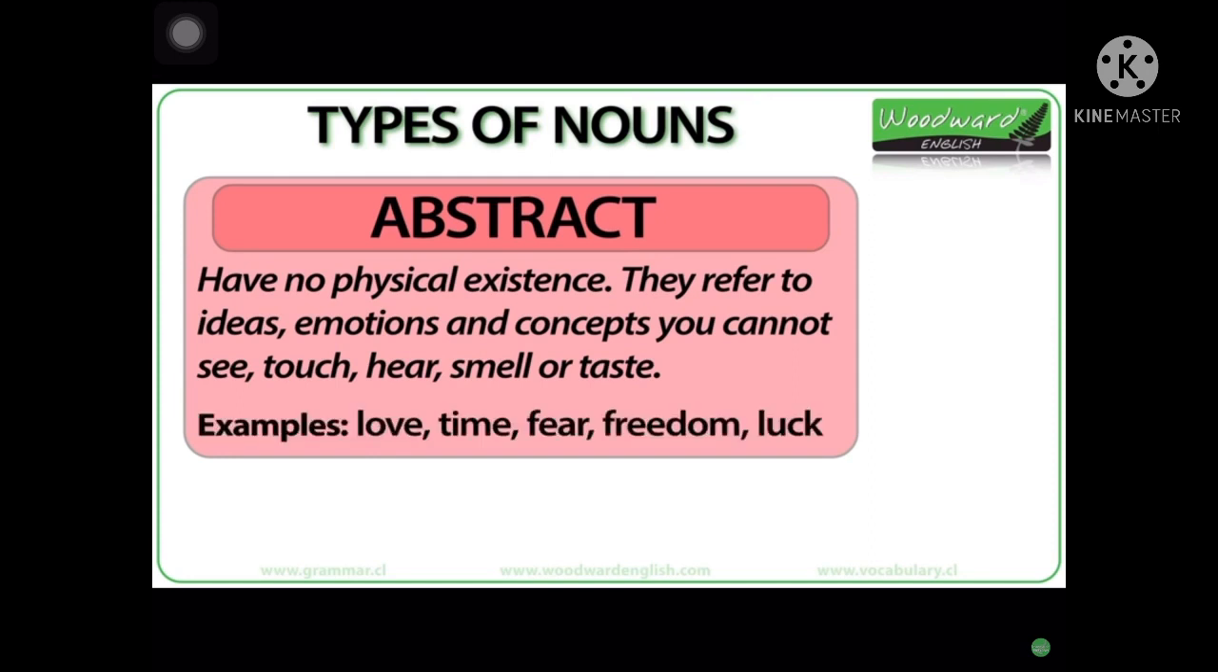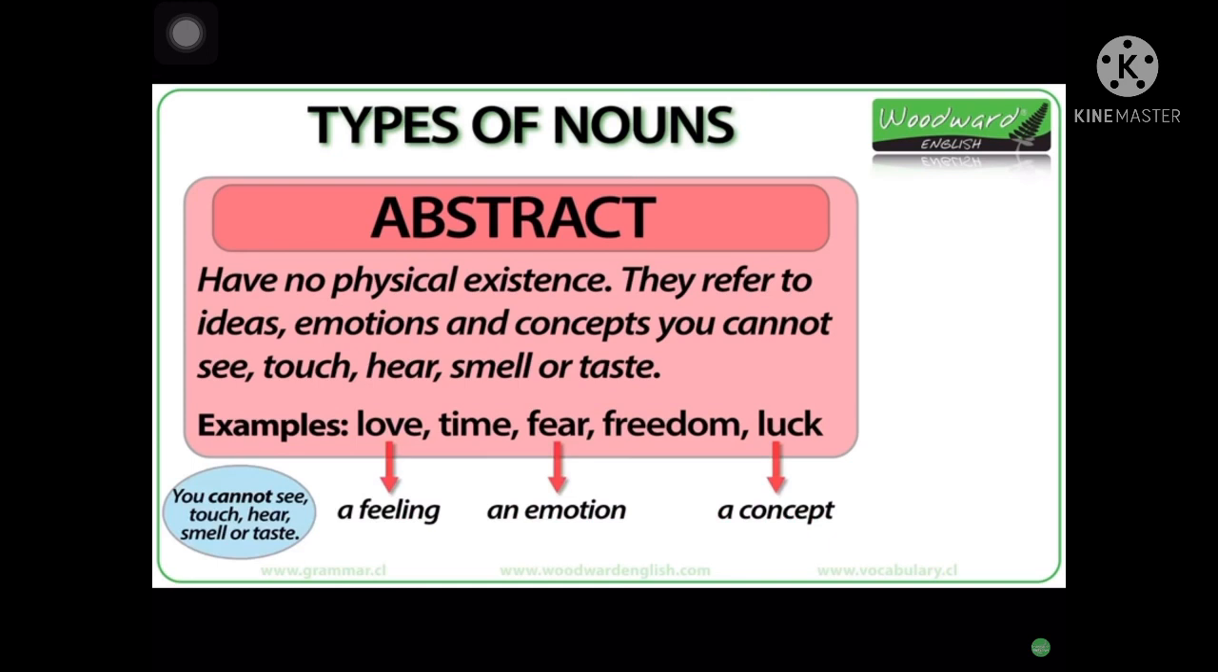Some examples of abstract nouns are love, time, fear, freedom, and luck. Love is a feeling, so we cannot touch love. We feel love. The same with fear. Fear is an emotion, and we cannot touch or see it. Luck is a concept that does not have a physical existence, so it is also an abstract noun.